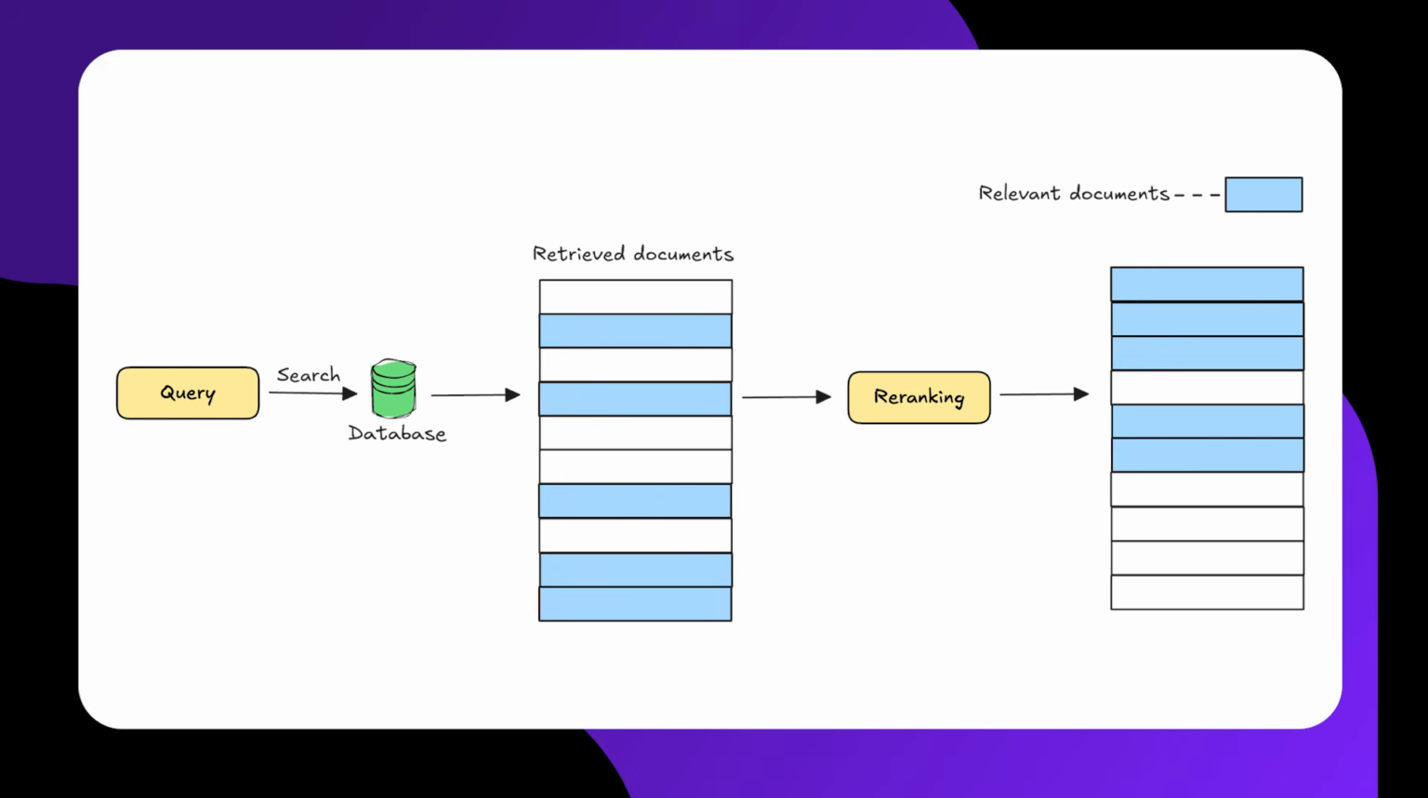But first, let's talk about rerankers. Rerankers are often used as the second stage in a two-stage retrieval system. In the first stage, a search algorithm like vector search is used to produce an initial set of candidates. Then, a reranker scores each query document pair and reorders the results by relevance.